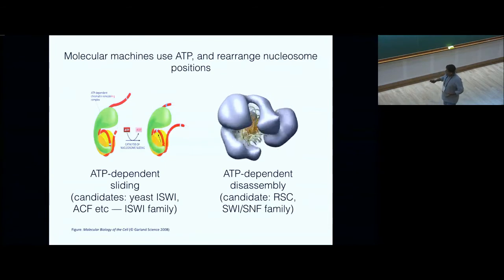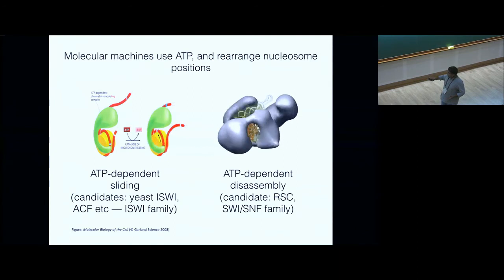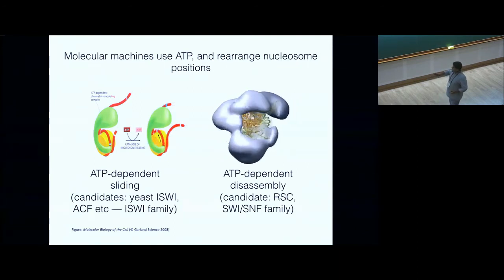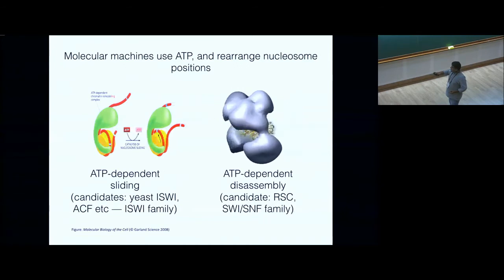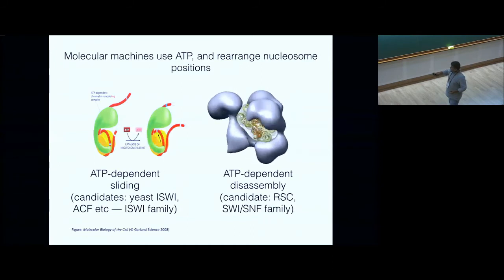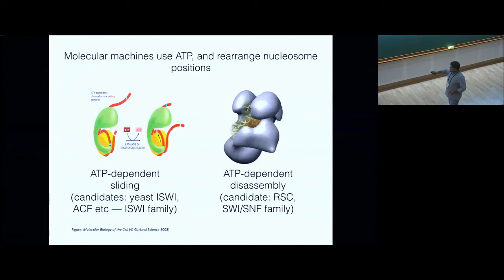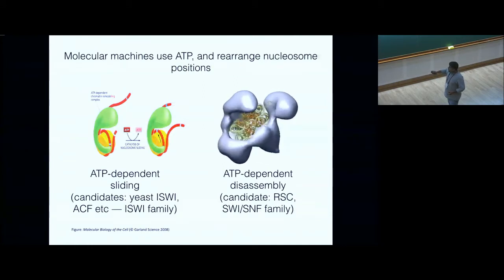They do sliding. For example, this cartoon from Alberts' book shows that this machine can slide this nucleosome from here to here. Look at this white patch. It was pretty close to the nucleosome, and now this white patch is far away from the nucleosome, which means the nucleosome got repositioned. And in this process, they use ATP. So there is ATP-dependent sliding, and there are many enzymes that do that.